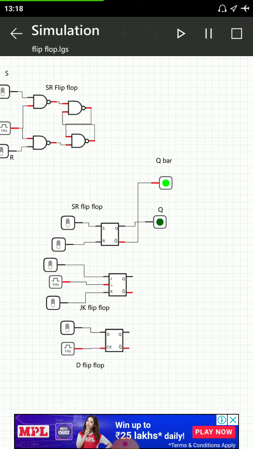And your last one, that is 1 1, you can say this is an invalid state. Neither state is stable. This is changing very rapidly. So this is invalid. No storage during this when both the inputs are 1 1.